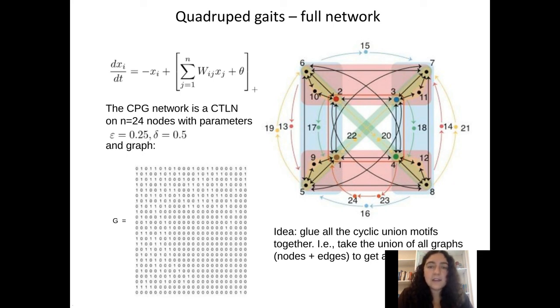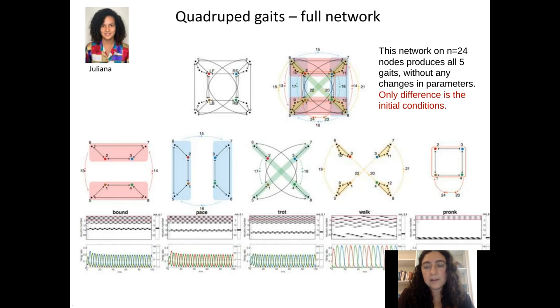And down here at the bottom left is the adjacency matrix for this giant graph. But it's really, if you think about it, a very simple graph that's just obtained by gluing together the graphs for the individual gaits. And so it has 24 neurons, and here's the matrix for it. And remarkably, this graph with all of these individual cyclic unions glued together actually produces all 5 of the gaits.